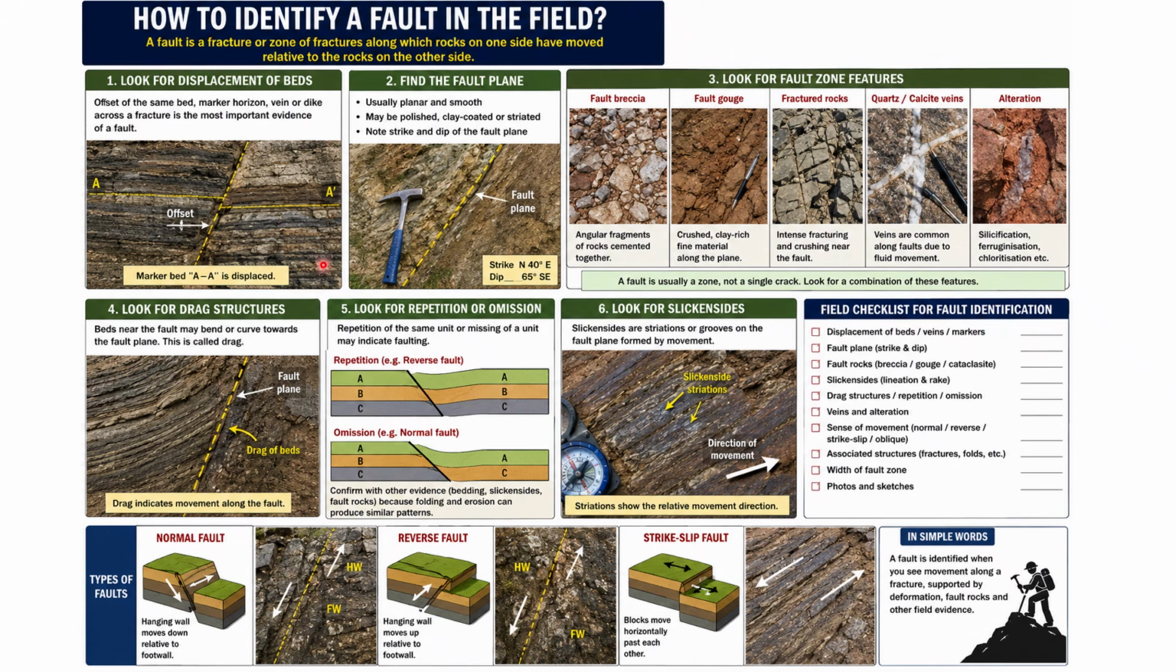Let's learn about how to identify a fault. Here in the first diagram, we can see the blocks which are moving and offset from each other. So offset is the first criterion. We have to look in the field: is there any offset in the horizontal strata, particularly in the sedimentary or foliated rocks?